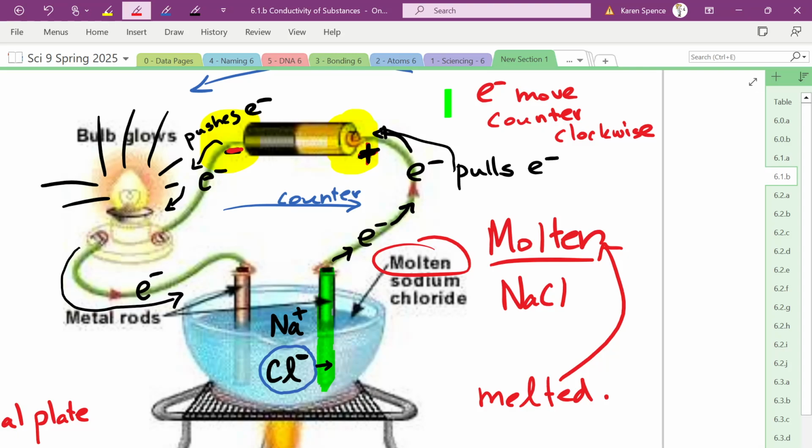Yeah, so if we flip the battery over, what would happen? Is that the question? Yeah, if we flip the battery over, the light bulb will still light, but the electrons will go the other way. But it doesn't matter which way the electrons are flowing. And in fact, when you take physics, like real physics, you will learn about something called conventional current.